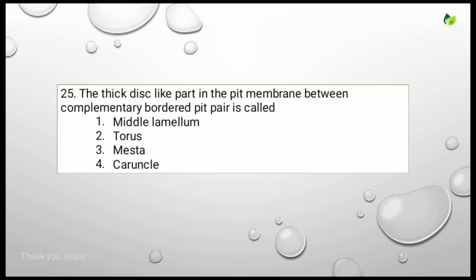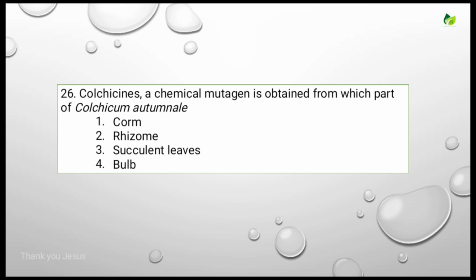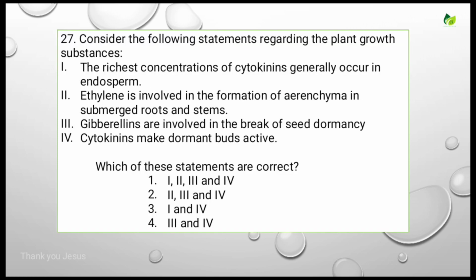The thick disc-like part in the pit membrane between complementary bordered pit pair is called. Options are middle lamellum, torus, testa, carbuncle. Sorry, let's see the answer. Torus. Let's see the next question. So, colchicine, a chemical mutagen, is obtained from which part of Colchicum autumnale? Options are corm, rhizome, succulent leaves, bulb. The correct answer is corm. Okay. So let's see the next question.